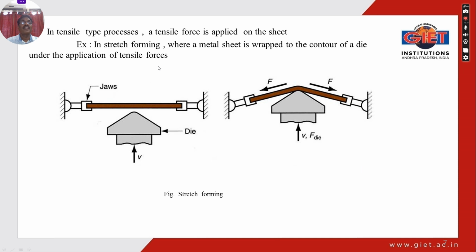In the tensile type of process, a tensile force is applied on the sheet. One type is stretch forming, where the metal sheet is wrapped to the contour of the die under the action of tensile forces. We need to form the straight piece into this form using a movable and a fixed die. After placing it, the metal is pulled or force is applied in this direction, and finally it gets into shape. This is the tensile type of process.